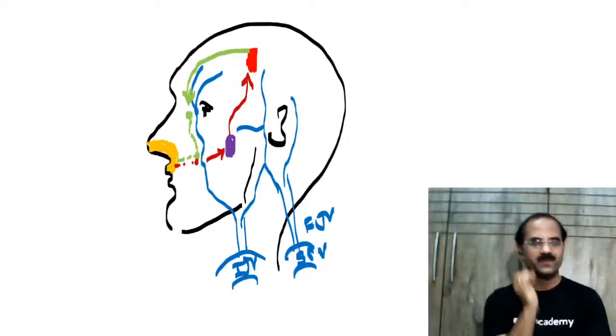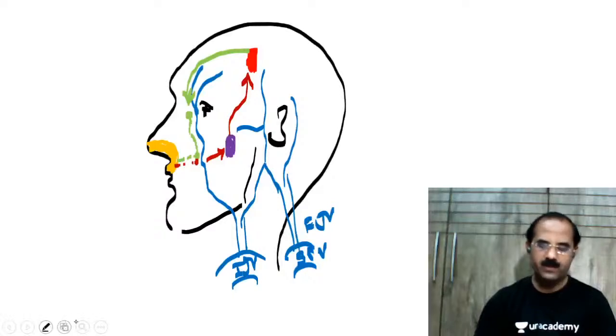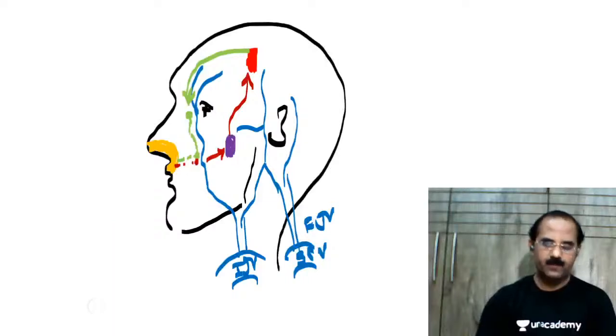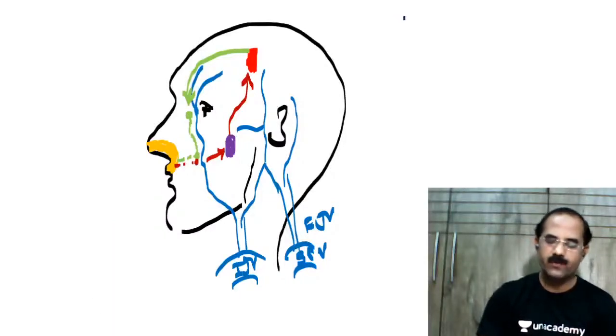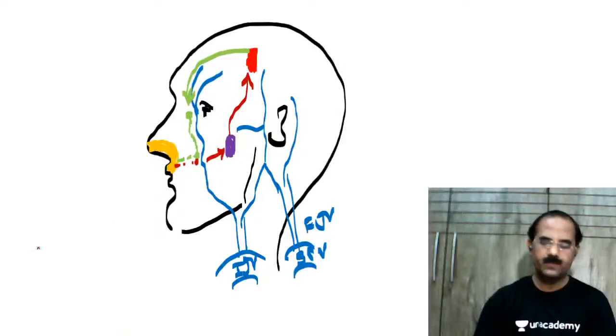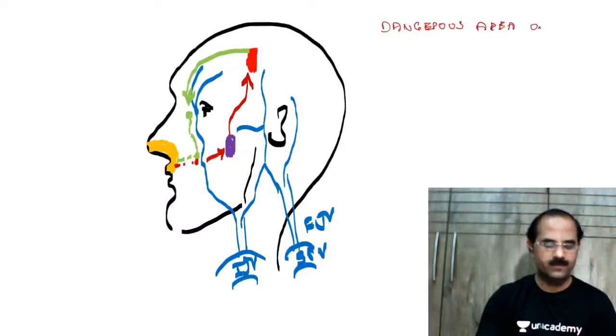Crystal clear? Yes. So I'll make this flowchart for you. It will be easy to understand. Just have a look. Starting with the dangerous area of the face, I'll write it here. Dangerous area of the face. This is a very important flowchart.